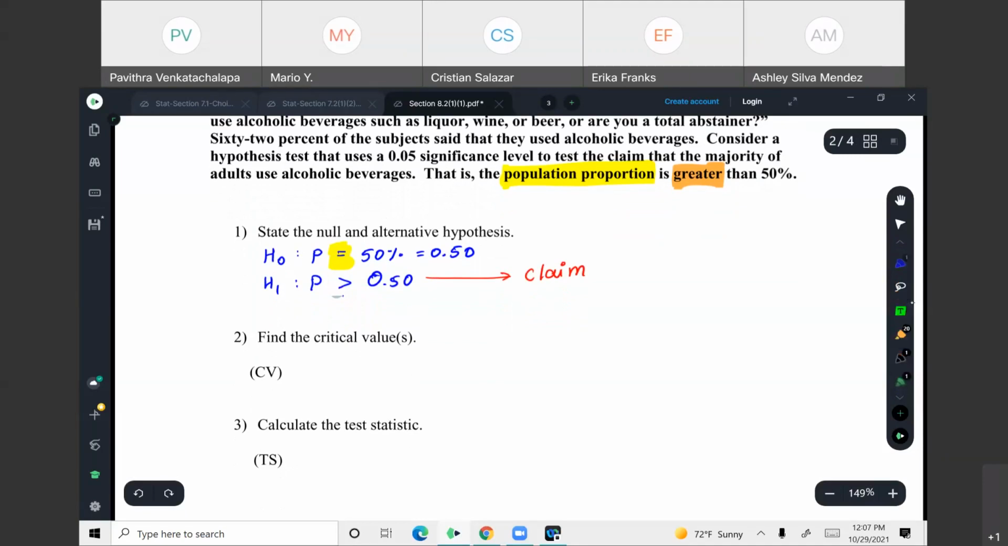Now tell me whether it is right or left tail. You have a greater than symbol, right tail. So it is a right tail test.